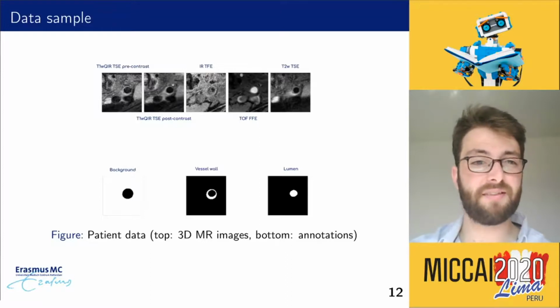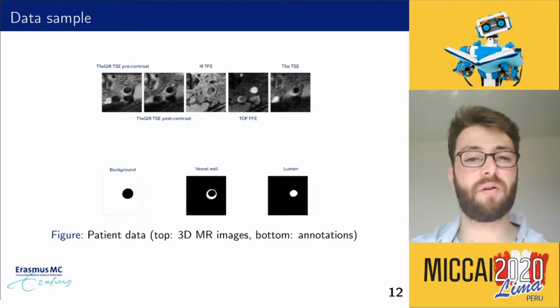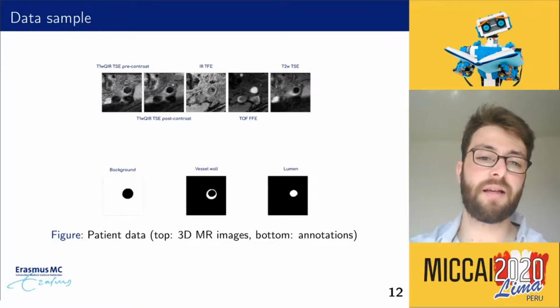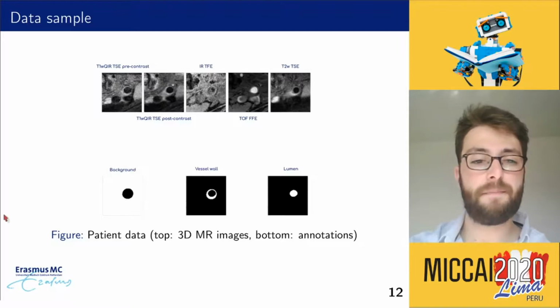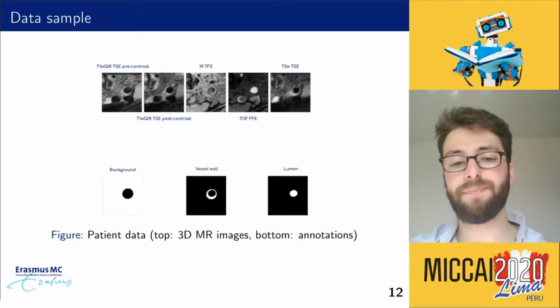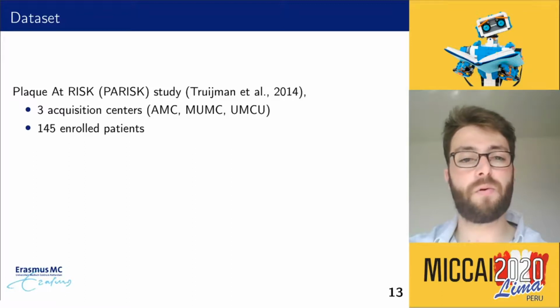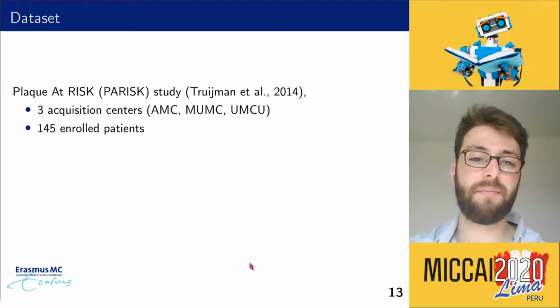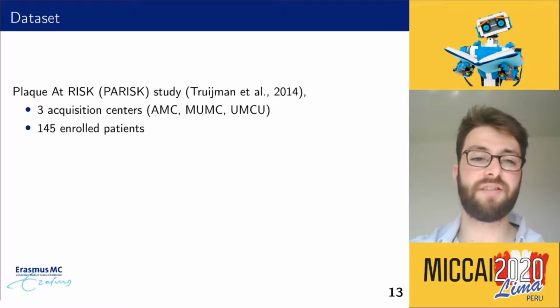Now that we have described the methods in detail, let's go to the data. As you can see, for every patient, we have 5 MR modalities that look quite different. From those 5 MR modalities, an expert could annotate the 3 classes: background, vessel wall, and lumen. The data are from the PlayCat risk study, a cohort of 3 centers, Amsterdam, Maastricht, and Utrecht, with 145 enrolled patients.